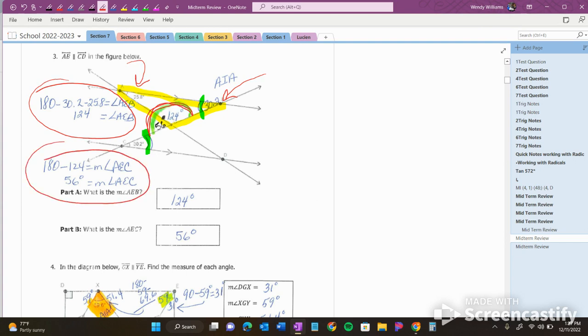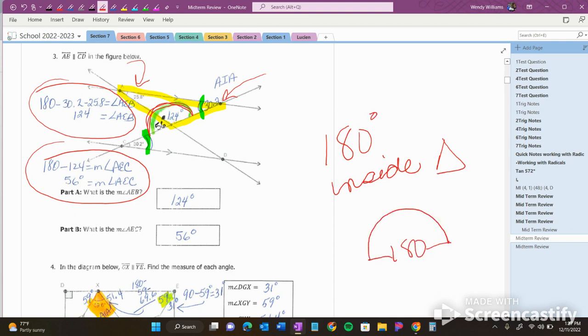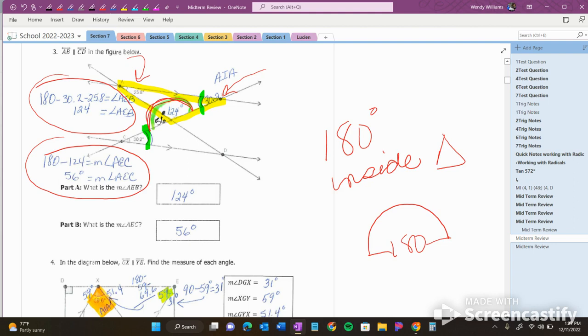Not difficult, but you have to look past the scary and concentrate on what we know. Always remember 180 degrees inside of a triangle and look for supplementary angles that add up to 180 degrees.